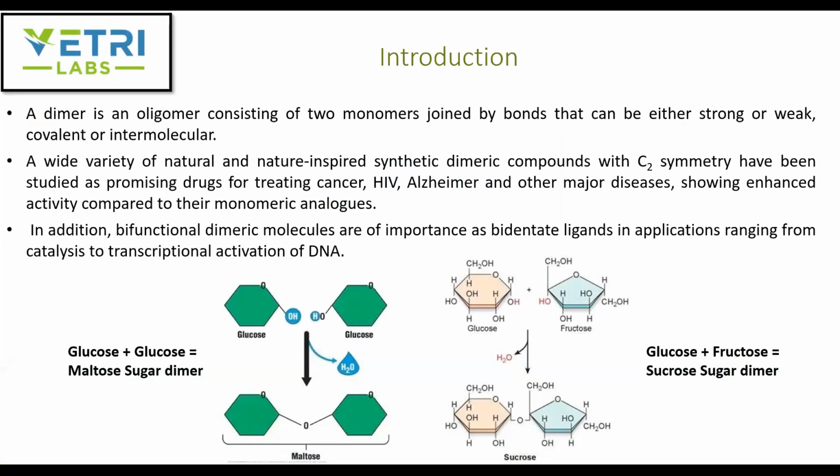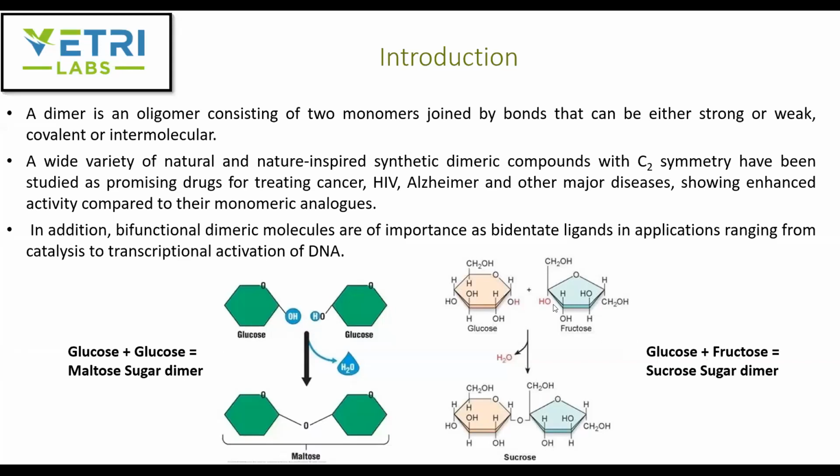So basically, a dimer molecule is formed by two oligomers that are joined together by either strong or weak covalent or intermolecular bonds. A basic dimer that we see is glucose and glucose forming the sugar maltose, which is a homodimer because it's from the same compound, whereas a heterodimer is sucrose, where glucose and fructose are combined together.